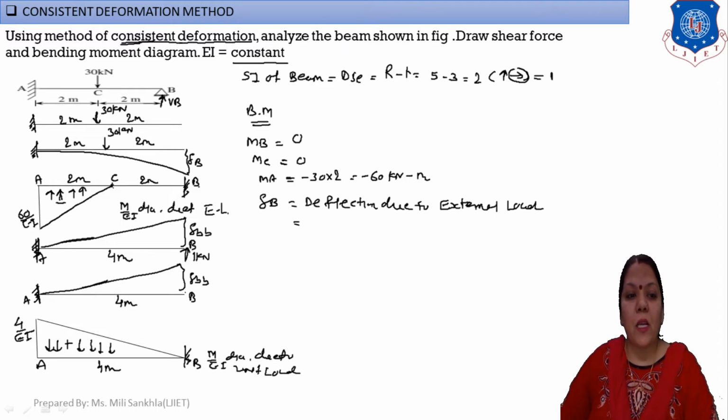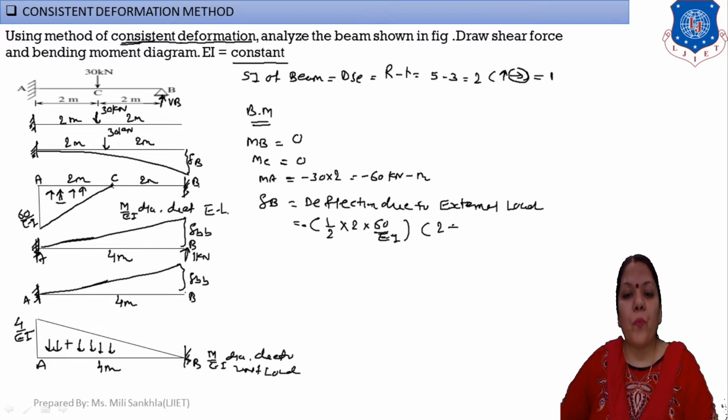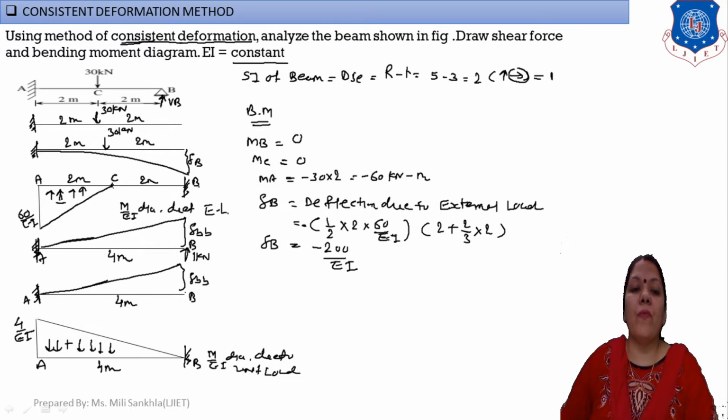In this diagram it is minus, so mention here minus 1/2 into 2 into 60 by EI, and 2 plus 2/3 into 2, and my answer of this del B is equal to minus 200 by EI. Now we find out del BB. Now what is del BB?